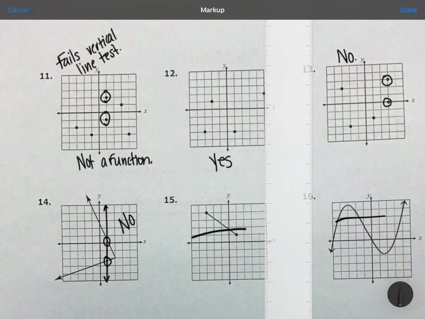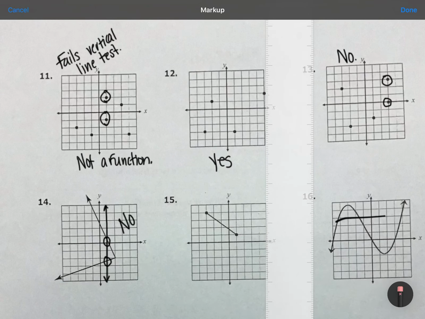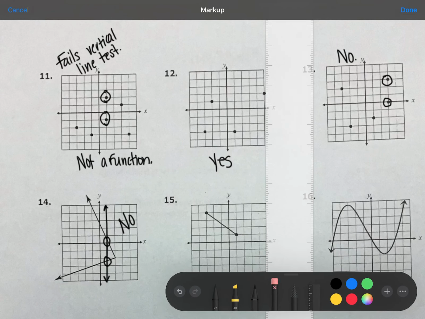Number 15. I don't know, is that supposed to be there? No. All right, number 15, making sure my paper looks like yours. I had an extra line in there.